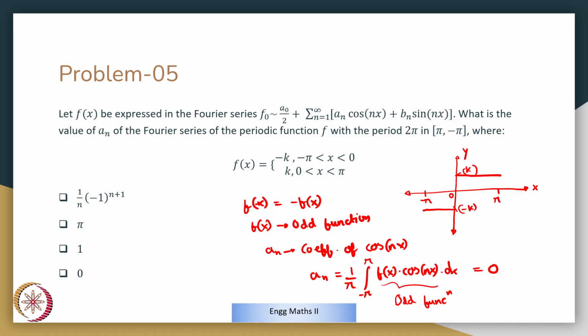If I am to write all the steps for this particular problem, pi times a n is integral of minus pi to 0 of minus k into cos of nx dx plus integral 0 to pi of k into cos of nx dx.